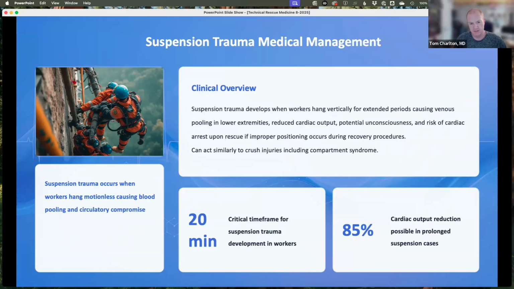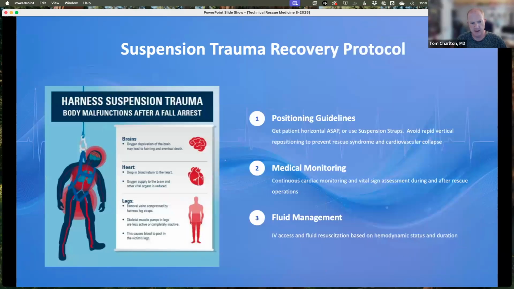This really is critical in about 20 minutes. There's not a lot of time before this becomes a real problem. So something that is really bad. As the suspension continues to prolong, as more blood begins to pool in the lower extremities, it begins to deprive the heart as well as the brain of blood flow, and this can add to confusion and, again, worsening cardiac output and things like that.